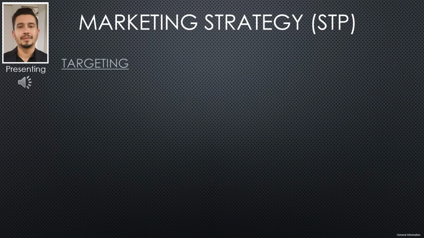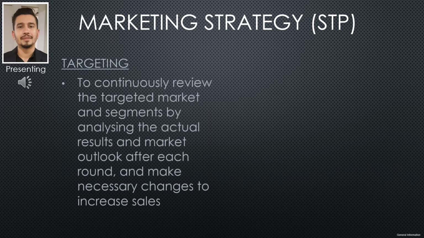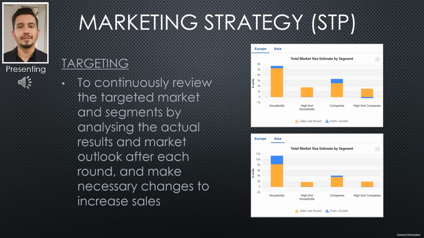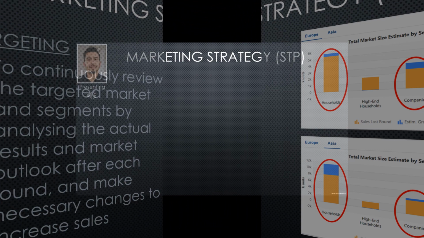Lastly, for targeting strategy, it is to continuously review the targeted market and segments by analyzing the actual results and market outlook after each round, and to make necessary changes to increase sales. For example, in this graph, when we see higher demand and increase in market outlook for each market, our strategy will then be focused more on household and companies for both Asia and Europe markets.